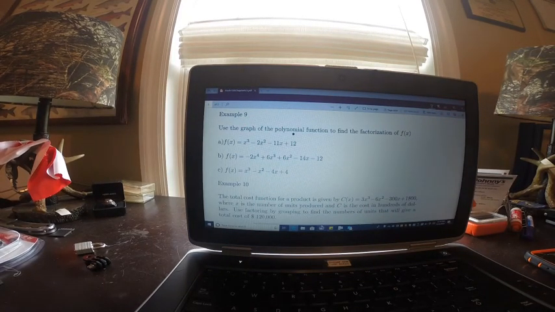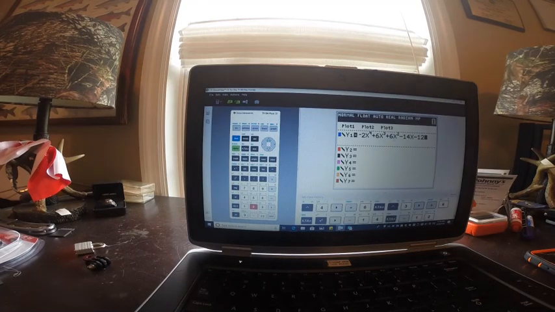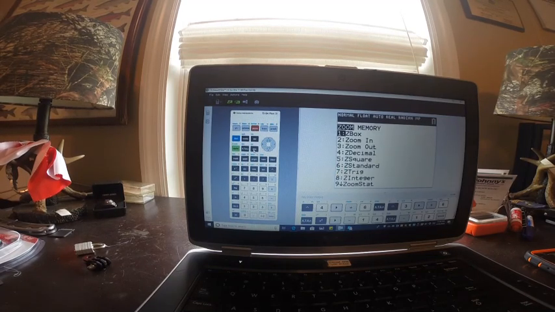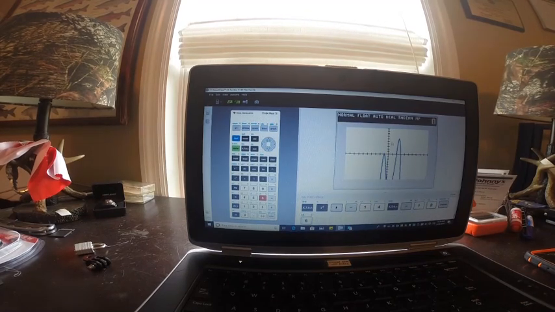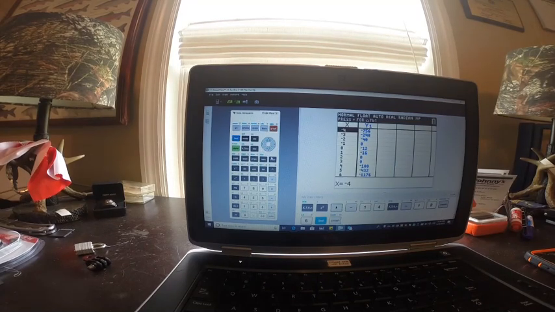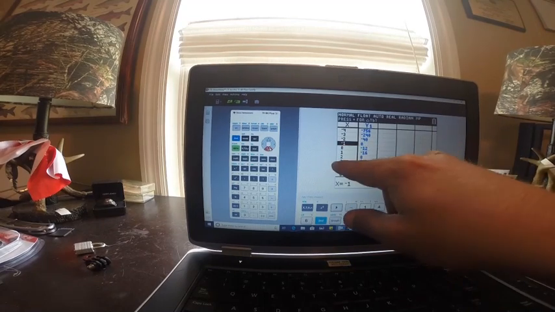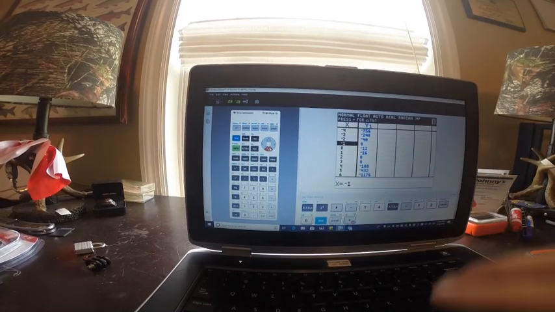So what I'm going to do first is come over here to my calculator. I've got it all typed in. I'm going to go about it the same way. I'm going to do zoom standard. What it has here, if you see it, looks like it touches here, crosses here, and crosses here. Let's see if we can go really simple. Go second table and see if it'll give us the zeros, and indeed it does. I've got a 0 here at -1, a 0 at 2, and a 0 at 3.